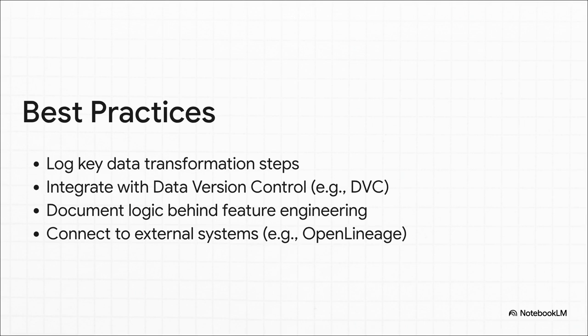But here's how you can build a truly world-class system. Don't just log the original source. Log your key transformation steps along the way. Integrate with a tool like DVC to actually version your datasets for total reproducibility. Make sure you document the why behind your feature engineering, not just the what. And finally, look at standards like OpenLineage to help you connect all the dots across your entire data ecosystem.